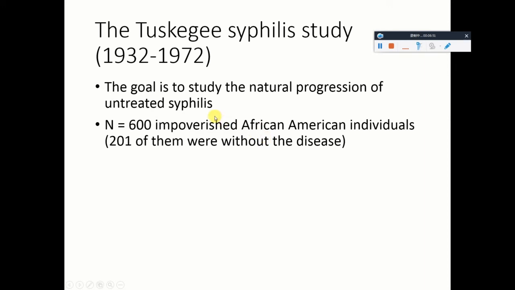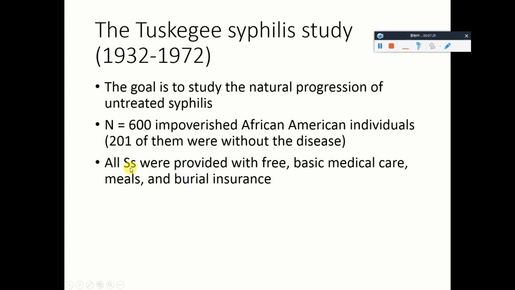For whatever reason, the research team recruited or targeted 600 impoverished African American individuals. They carefully screened those research subjects so that they identified 201 of those people as controls, right? So those people were without the disease compared to the 399 individuals with the disease.